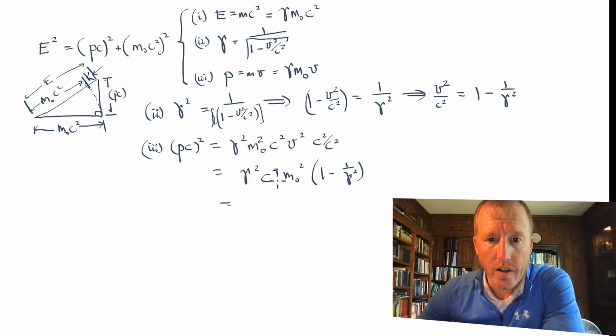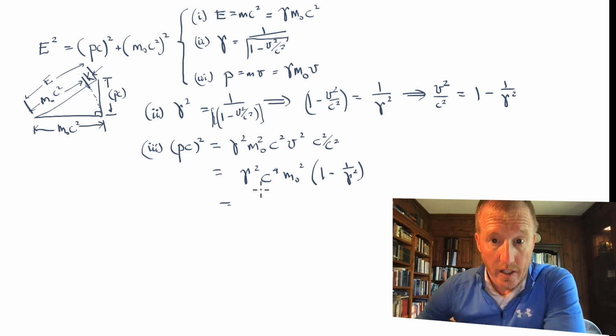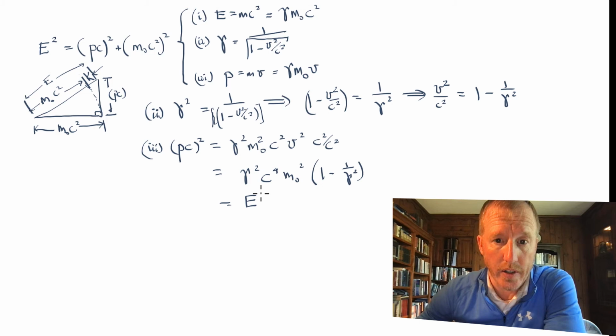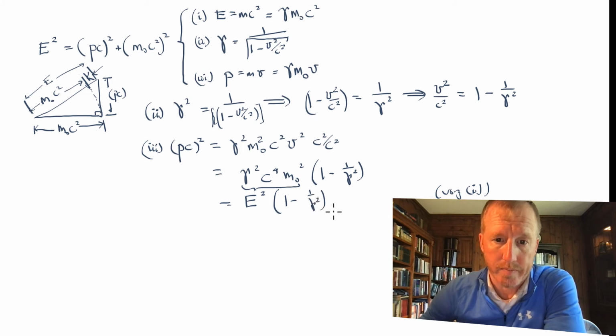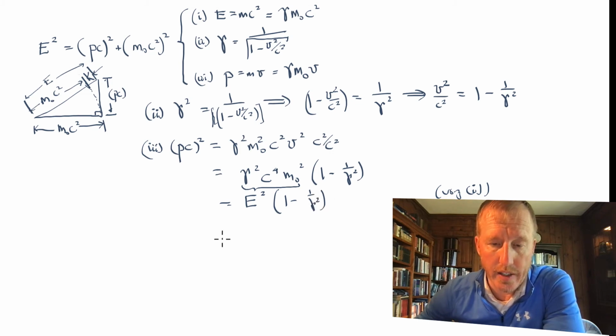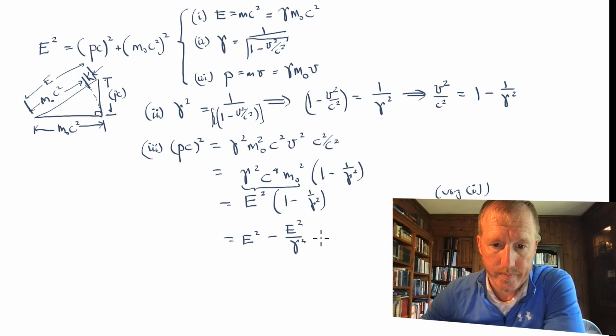And now we recognize that gamma squared m naught squared c to the 4th is just the energy squared. That's what all this stuff becomes using equation 1. Right? And then we're left with 1 minus 1 over gamma squared still. And then let's multiply through. We have E squared minus E squared over gamma squared.